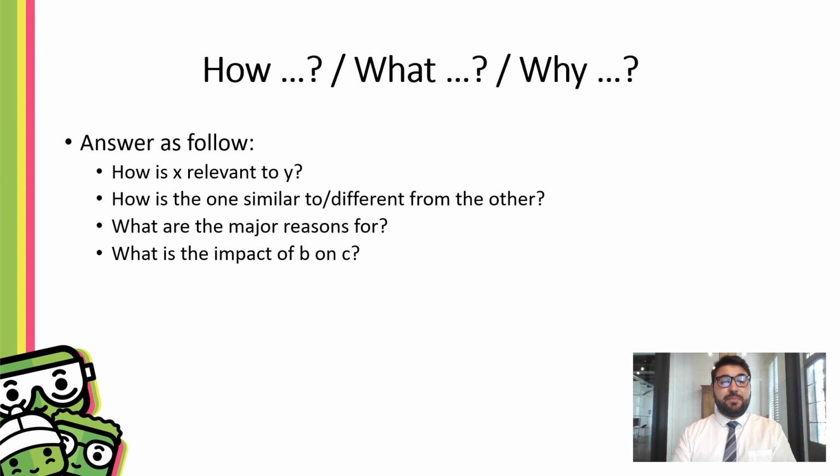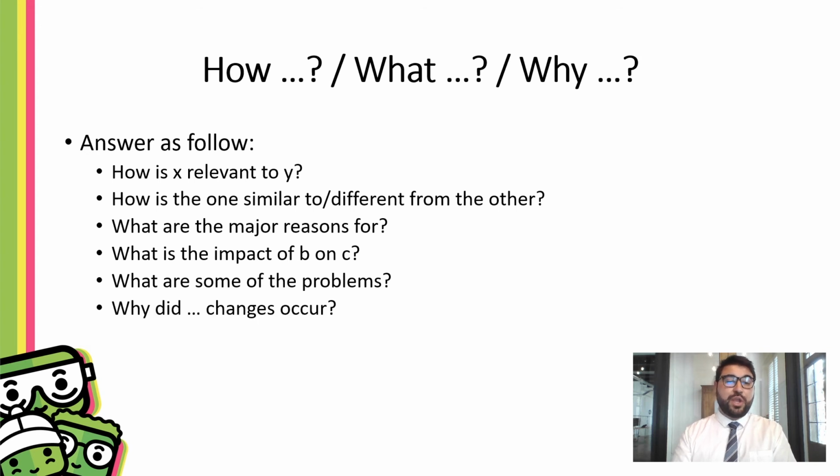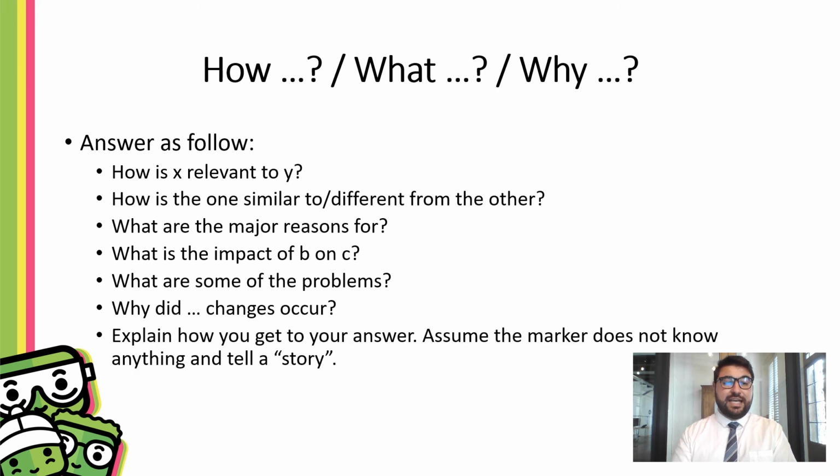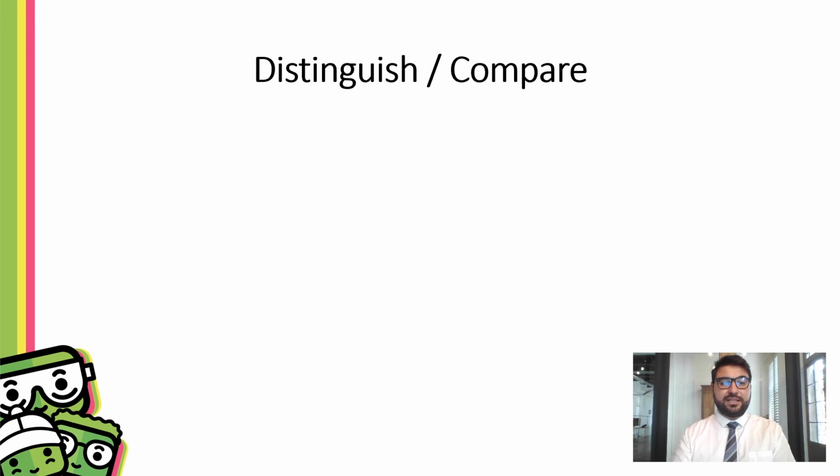What is the impact of B on C? And then what are some of the problems that occur? Why did, for example, changes occur? And then explain how you get to your answer. Assume that the market does not know anything and tell a story for them. Make sure that it is very explanatory.